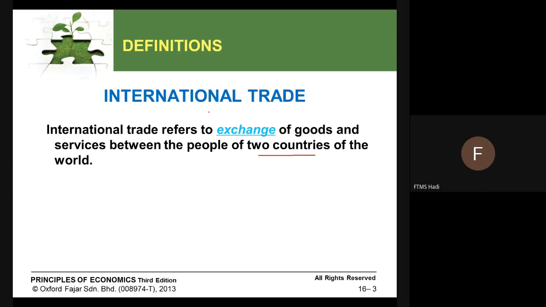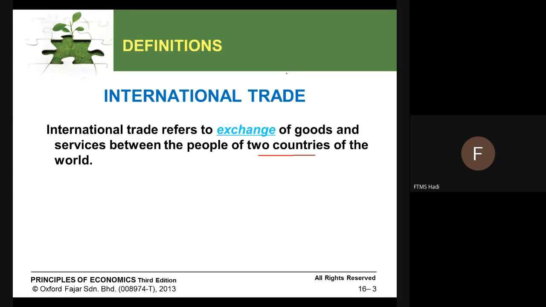That means it is an exchange. Exchange means that one country has its own resources, another country has its own resources. For example, Malaysia has a vast area of paddy fields, so Malaysia exports paddy, which is rice, to Japan, for example. Let's say the Japanese have very good resources in terms of technology. Therefore, Malaysia trades with Japan in terms of paddy versus technology.